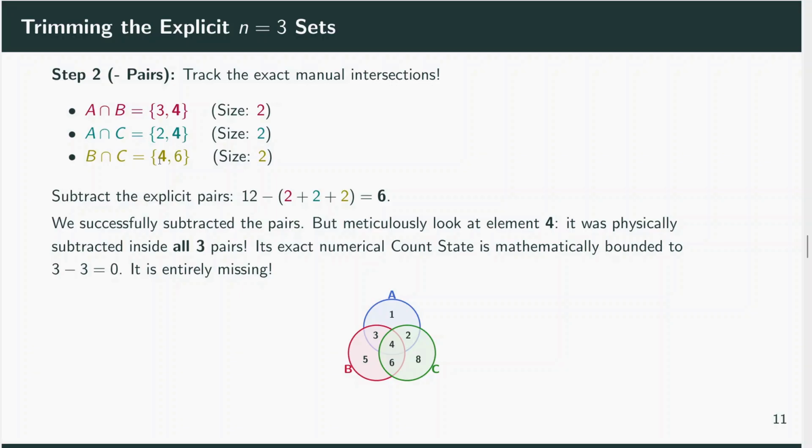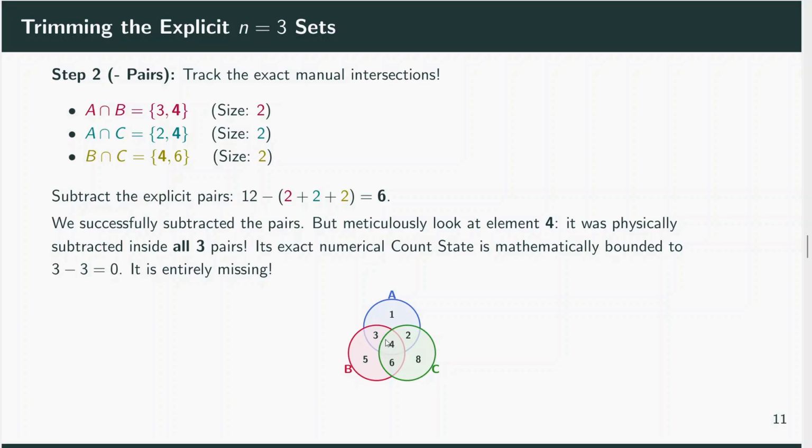And when we subtract the size of B intersect C, which is the set containing 4 and 6, the element 4 is inside that intersection too. 4 gets subtracted a third time. Its count state drops from 1 to 0. 0. The number 4, which is a perfectly real element sitting right in the center of all three sets, has been completely erased from our count.